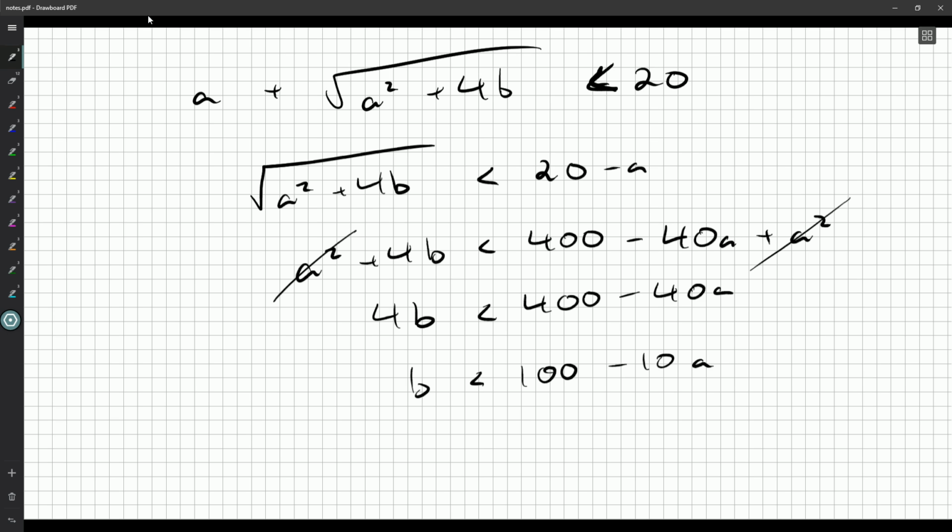Now, will any of these work? Or sorry, will all of these work? All right, so for example, if I let A be 1, B could be at most 89. Will that give me something? x squared minus x minus 89 equals 0? What roots will I get there?